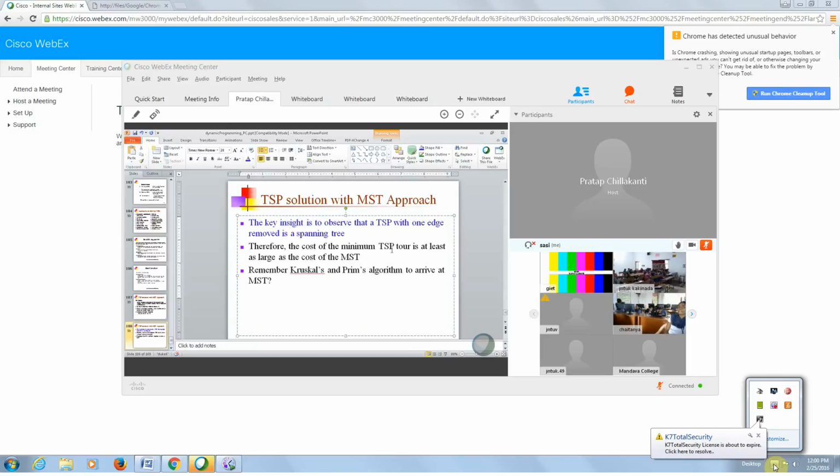Now once you know this insight, then the second bullet makes sense to you. The cost of the minimum TSP tour is at least as large as the cost of the minimum spanning tree, right? Once you make it into a tree, there exists a minimum spanning tree which gives you the minimum cost, correct? So the TSP tour is at least that much, and the reason why it could be more is by completing that last edge, because you still have to travel that last edge, coming back to the source. So it could be in that range. Okay, so far so good.